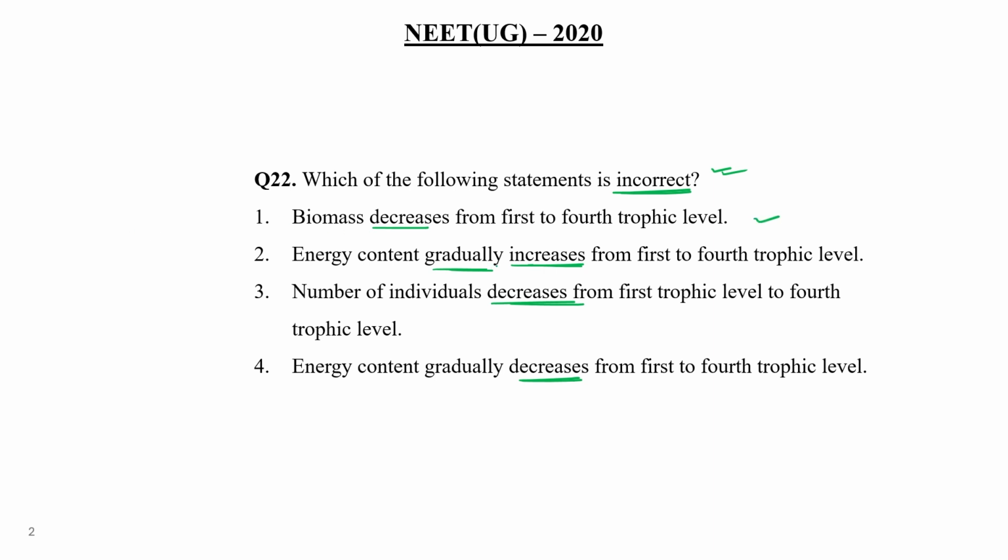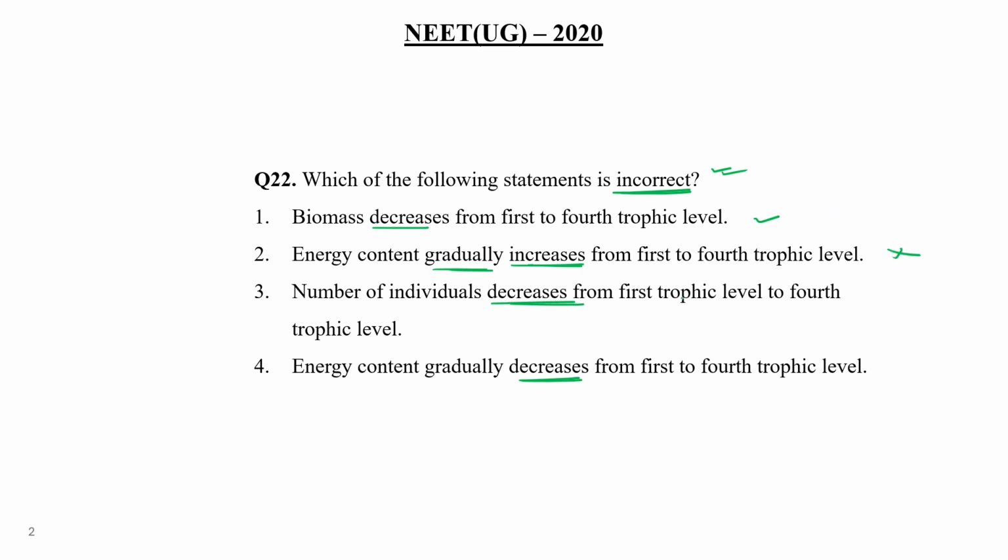Energy content gradually increases from first to fourth. No, when the population is more on the bottom level, energy is also more at the bottom level. So energy content does not increase but decreases. If 1000 kilocalories are present on the base level, then 100, then 10, like this. So this is the wrong statement.